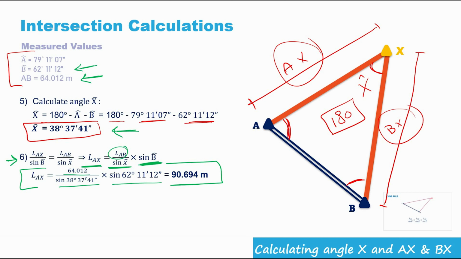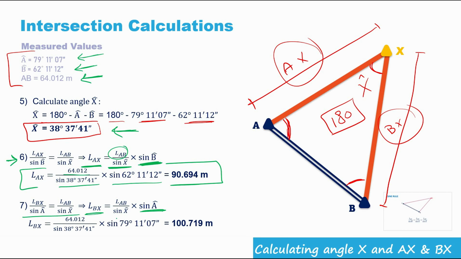In a similar way, guys, we are going to calculate the length of line BX. We would use here the sine rule. The length of BX divided by sine A should be equal to the length of AB divided by sine X. From here, the only unknown as well is the length of BX, which is the length of AB divided by sine X times sine A. Okay, and A, of course, is known, which is measured using total station.